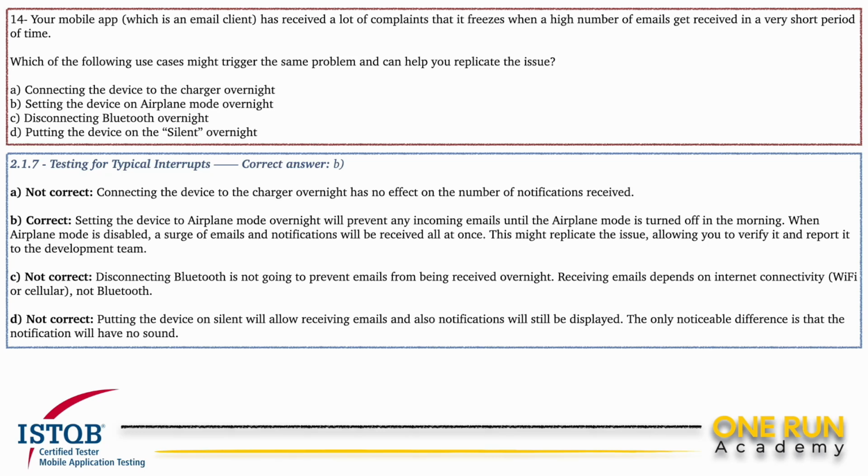The remaining options actually have no impact on receiving emails and their notifications. For option A, it is very obvious that charging does not influence the sync capabilities of the app. For option C, it's a no-brainer that emails are received via Wi-Fi or cellular data, but not Bluetooth. And finally, option D also has no impact on receiving emails or notifications. The only noticeable effect is that these notifications will be silenced. Thus, the correct answer to this question is option B.